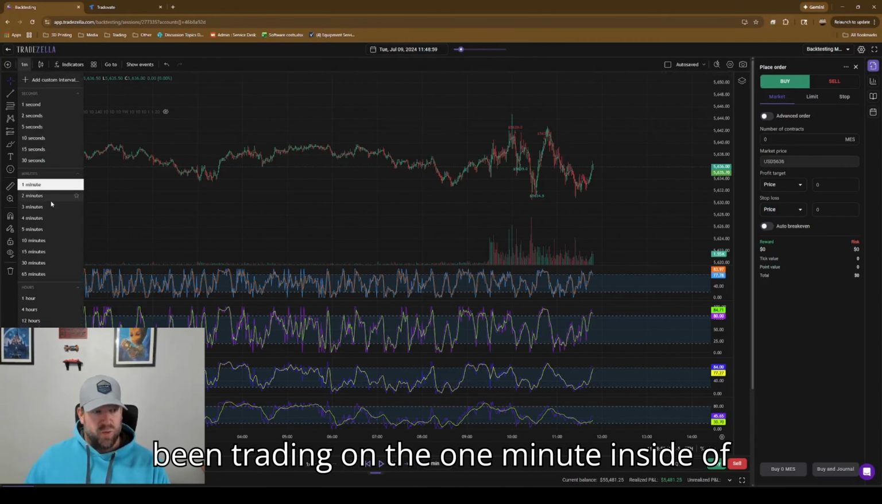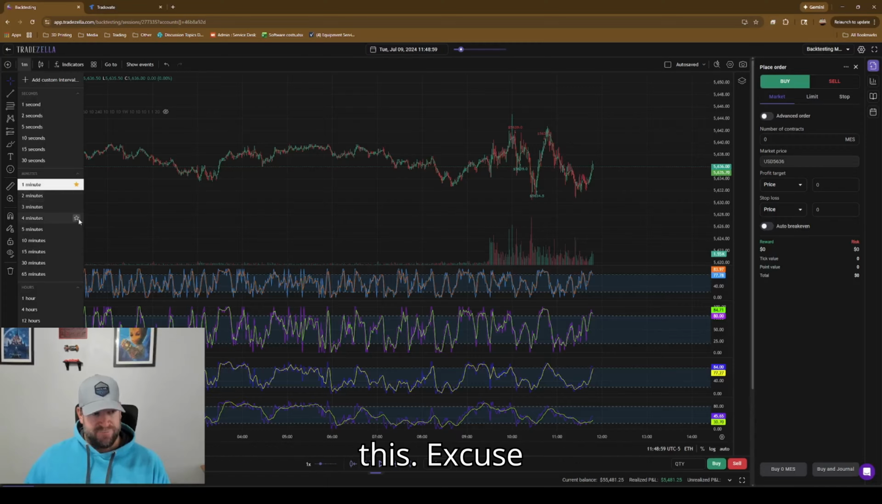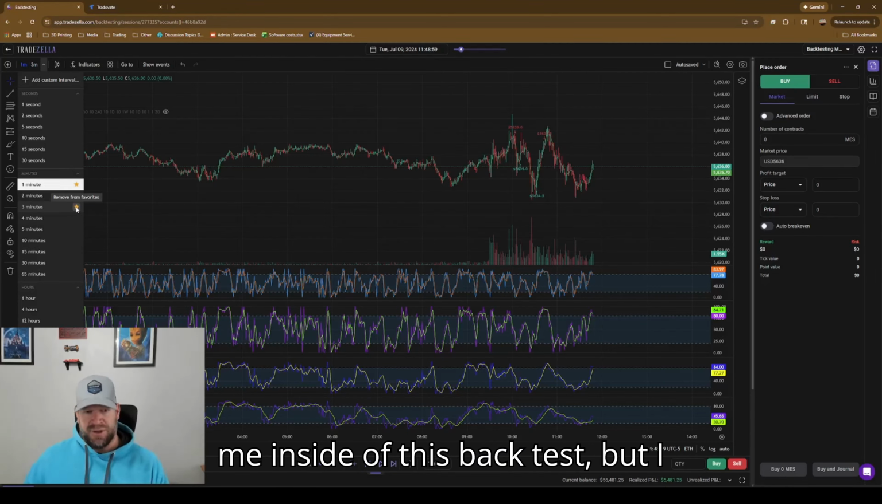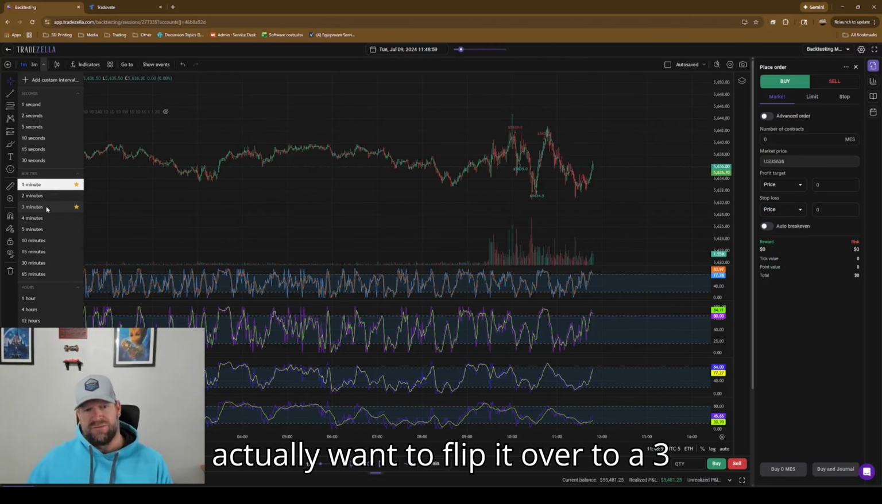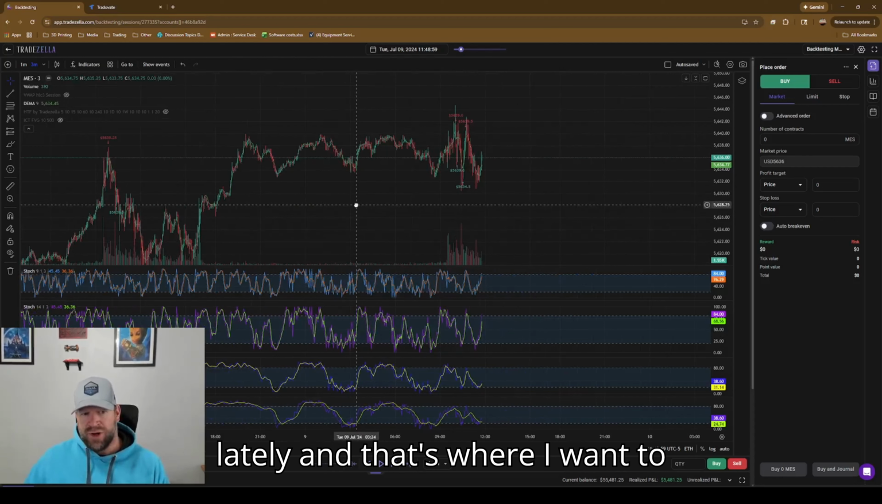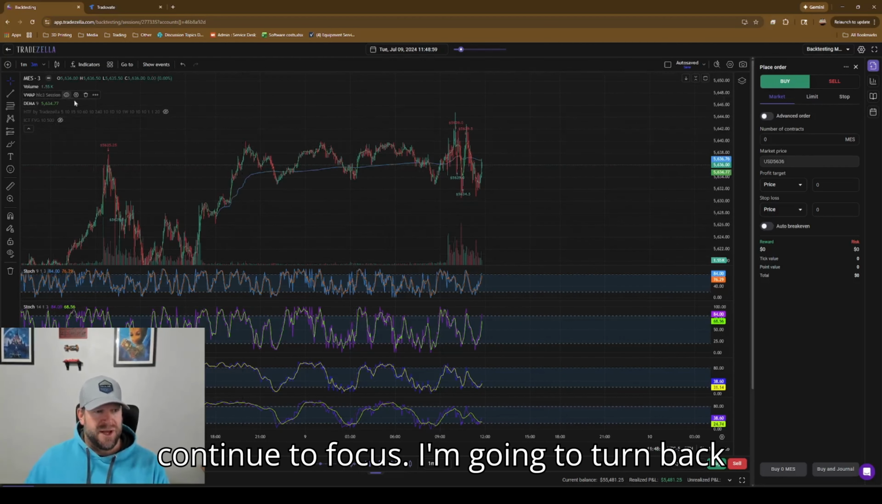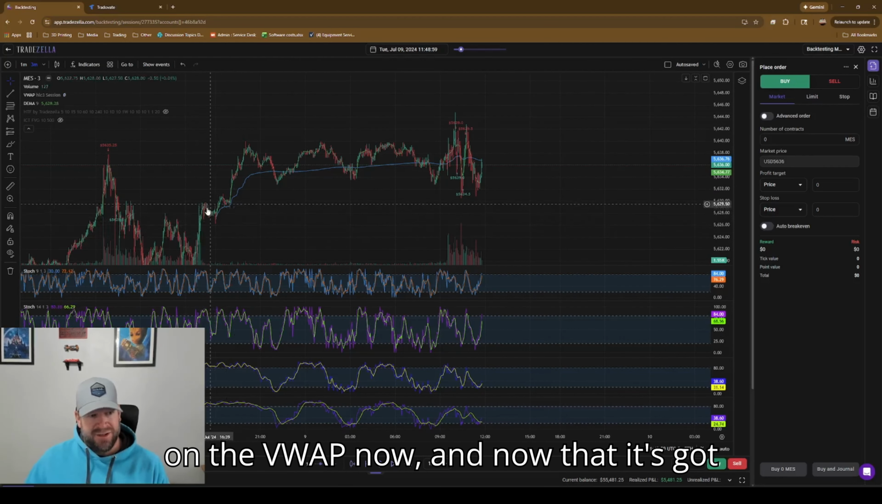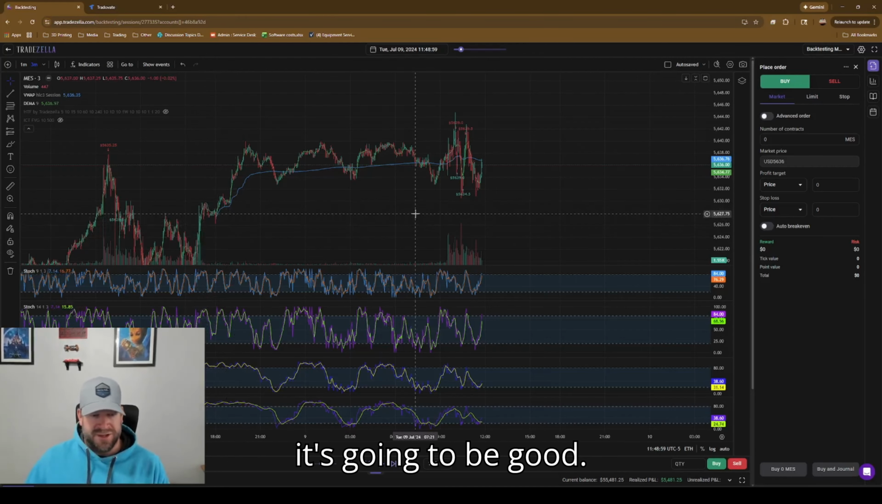I've been trading on the 1 minute inside of this backtest, but I actually want to flip it over to a 3 minute. That's where my focus has been lately, and that's where I want to continue to focus. I'm going to turn back on the VWAP now, and now that it's got its anchor point over here, looks like it's going to be good.